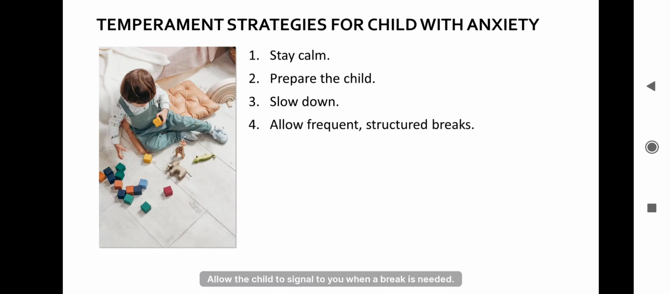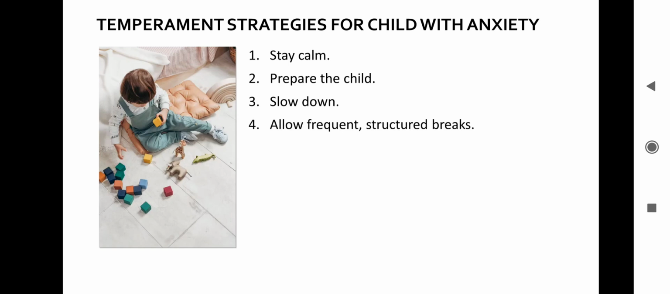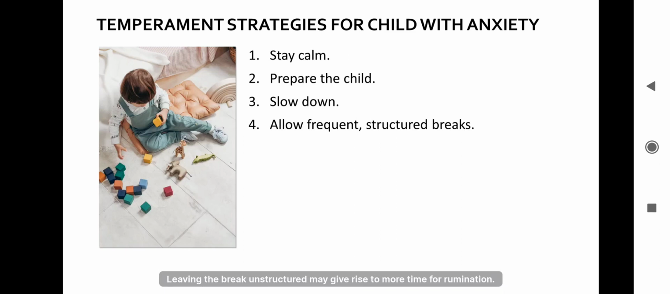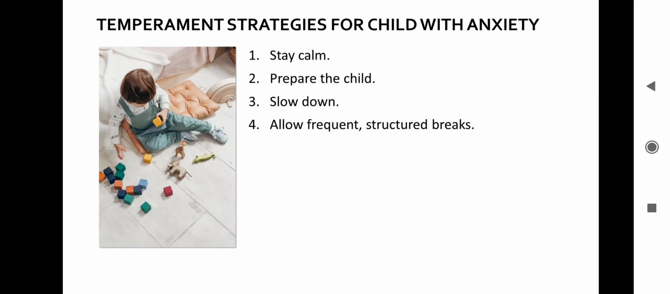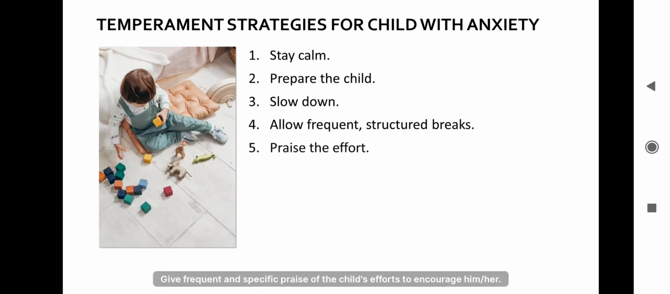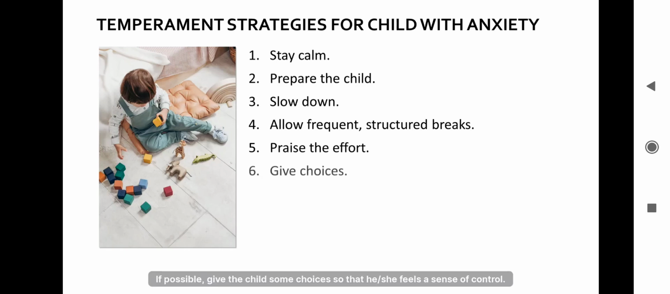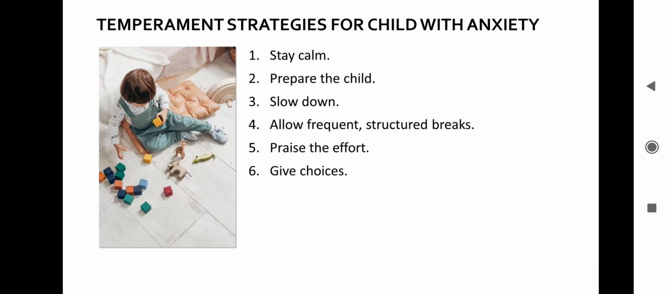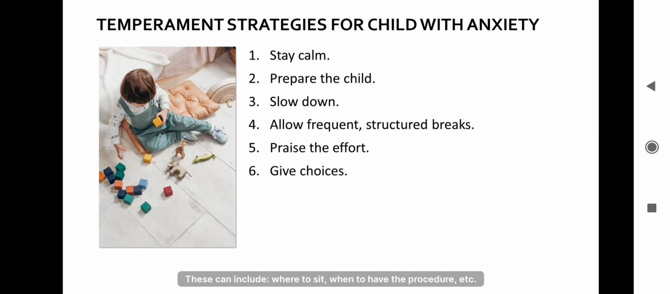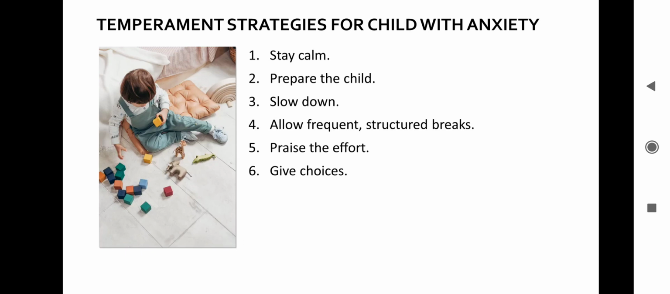Allow the child to signal to you when a break is needed. Leaving the break unstructured may give rise to more time for rumination. Cognitive distractions such as a Lego or puzzle for the child during the break may be helpful. Empathize with the child. Give frequent and specific praise of the child's efforts to encourage him or her. If possible, give the child some choices so that he or she feels a sense of control. This can include where to sit, when to have the procedure, etc.